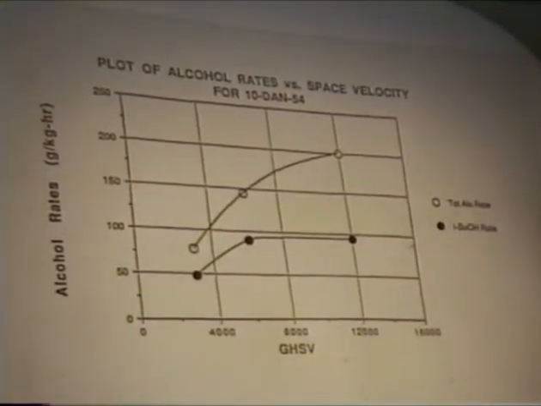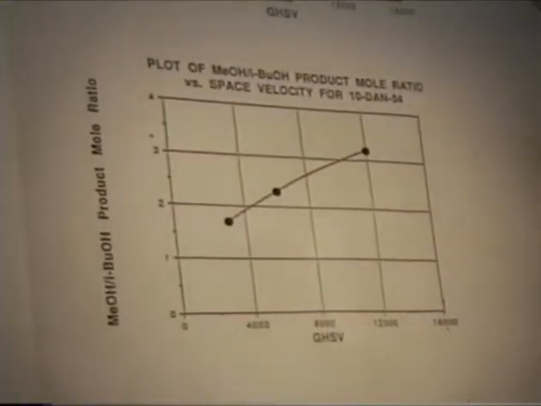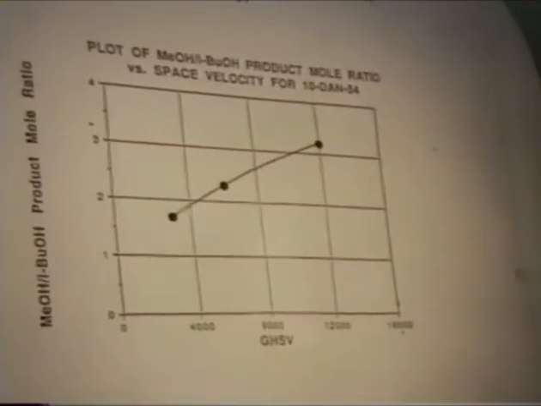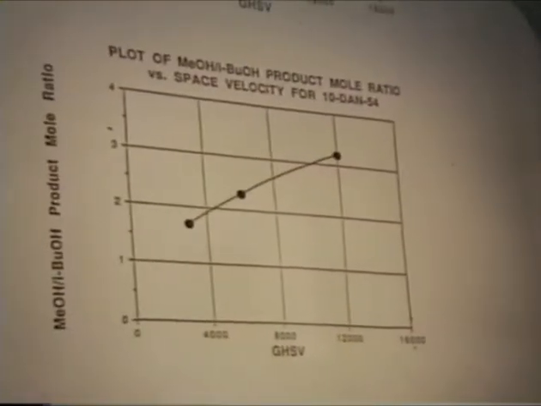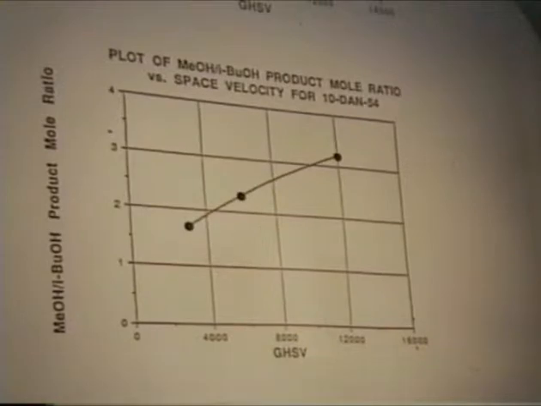Again, this is a consequence of the consecutive reaction sequence. The longer the residence time in the reactor, the more chance you have to go on to the subsequent products. And this is reflected, therefore, in a decrease in the methanol to isobutanol ratio, which is our figure of merit, and the lower this number is, the better. So we're going in the direction of goodness, but unfortunately the rates are falling quite dramatically.